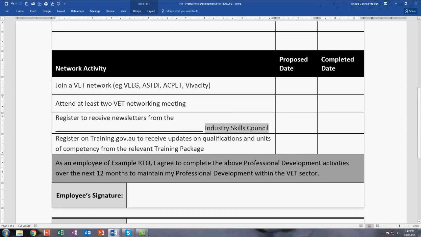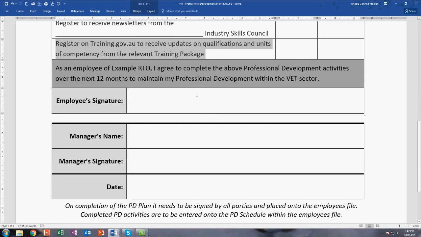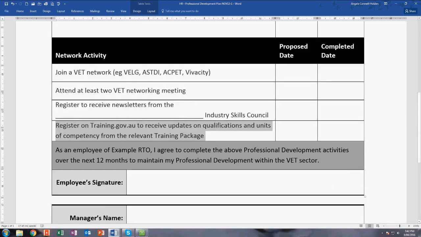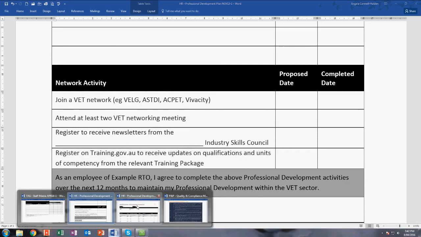We've still got Industry Skills Council here because we haven't got any of the new SSOs listed yet, the websites, but they should be getting updates from the SSOs as well, which is what replaced the ISCs. They should be registering on training.gov.au to receive updates. Now, if they've already done that previously, they shouldn't be doing it in the following year. So you should be updating that. And then they should sign that, and they're stating that they agree that they'll complete that in the next 12 months. And you should get a manager to sign that off, and that should be placed into their file.